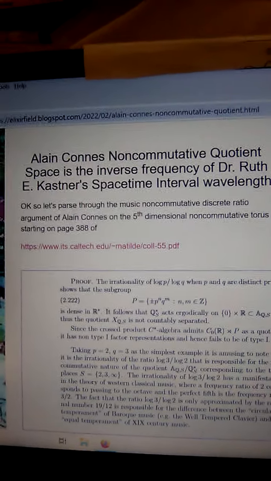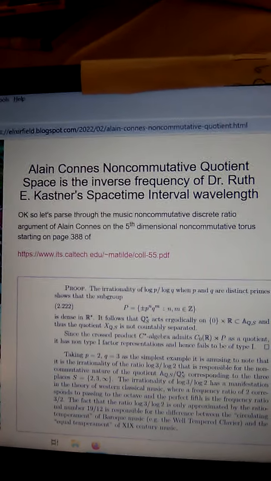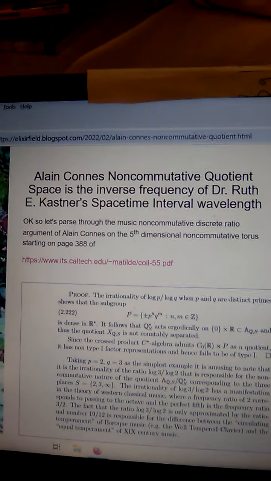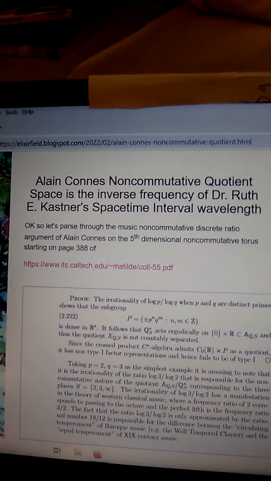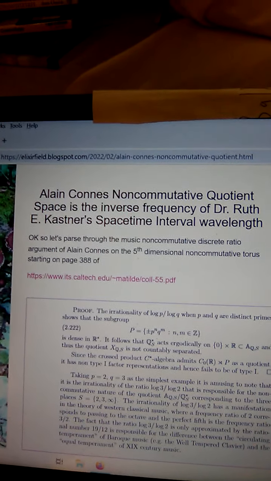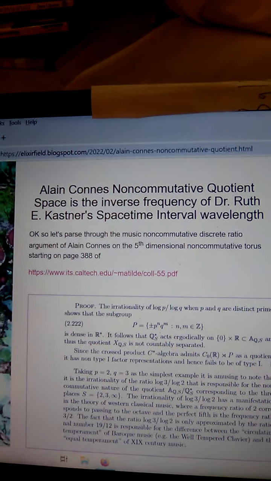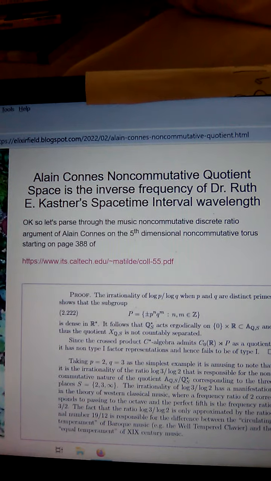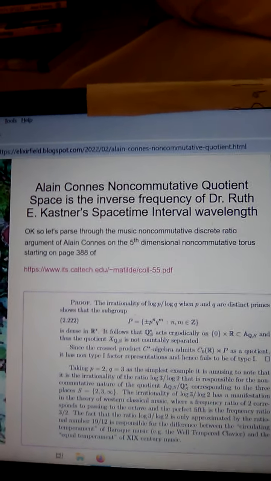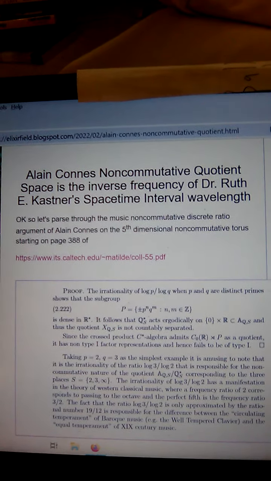Alright, we are going over the math that I discussed yesterday in regards to Dr. Ruth E. Kastner's concept of the space-time interval, whereby she is using the space and the time as the squares and then subtracting them as a constant for the de Broglie law of phase harmony, such that the quantum frequency equals the Einstein kinetic energy based on the speed of light squared.